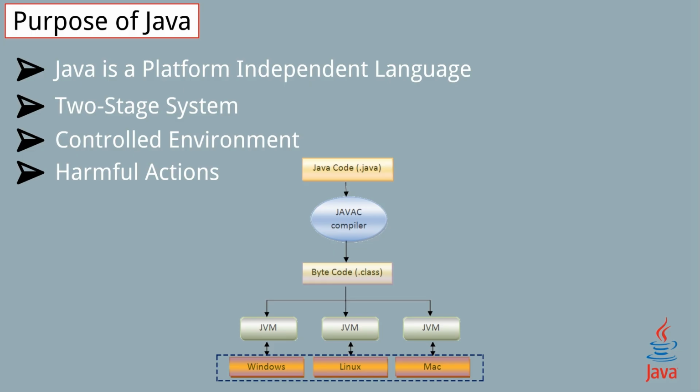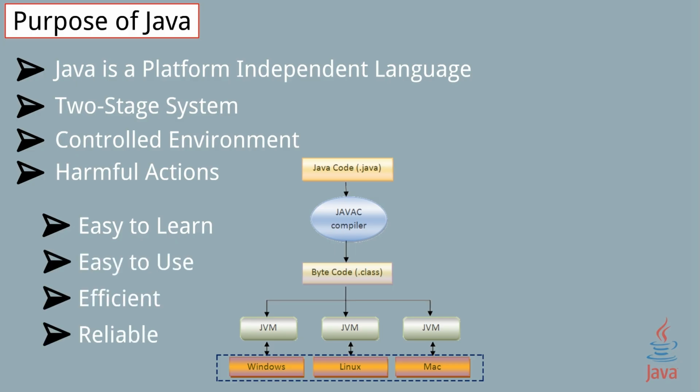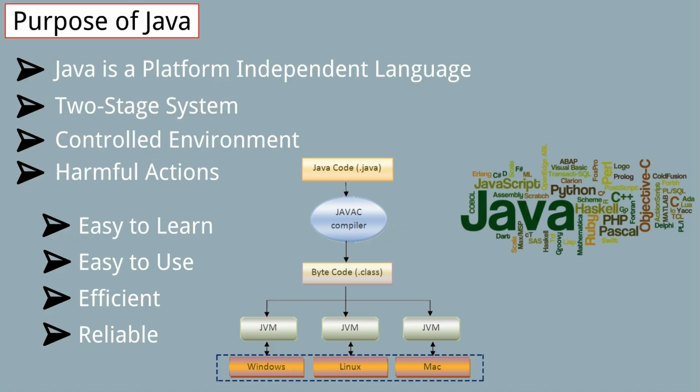Java was also designed to be easy to learn and use and to be efficient and reliable. These characteristics have contributed to the popularity of Java and have made it a widely used language for building a variety of applications. Now, let's talk a little about the history of Java, which is quite interesting.